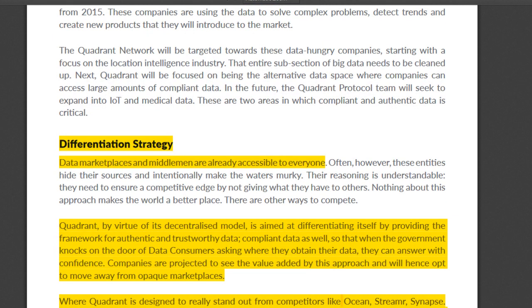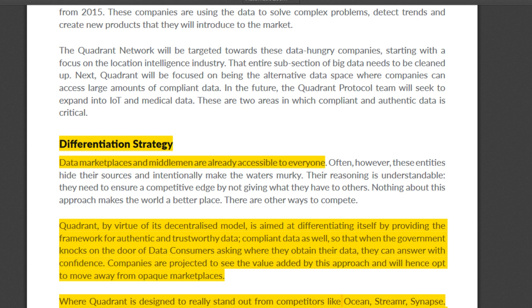Differentiating strategy. So what are they going to do different than Facebook or Google or Amazon or whoever else? Data marketplaces and middlemen, data aggregators, vendors are already accessible to everyone, but that's where you get into cross-pollination or pricing's not working out for you. So Quadrant, by virtue of being a blockchain, is aimed at differentiating itself by providing a framework for authentic, trustworthy data, compliant as well. So metadata, like personal details on metadata, if you've been reading up on Cambridge Analytica and the Facebook deal, that portion of the data, they're implying here anyway, will be hashed out under the private keys for the atomic data providers.